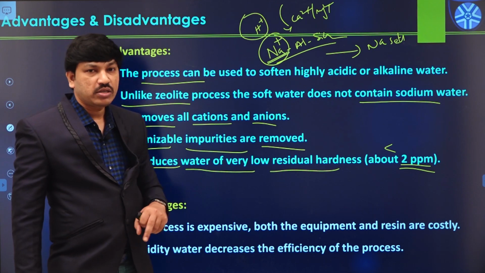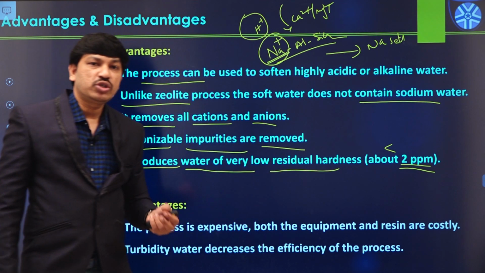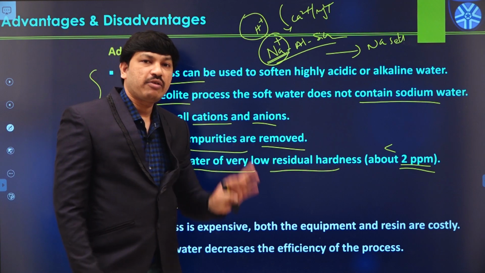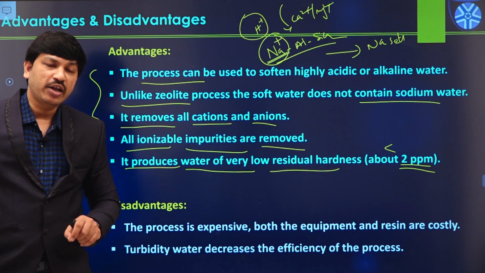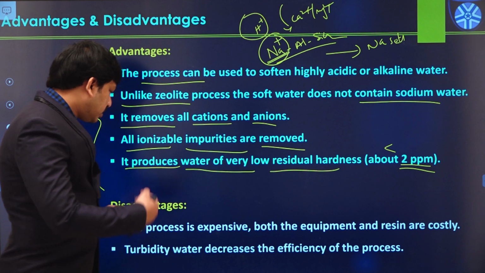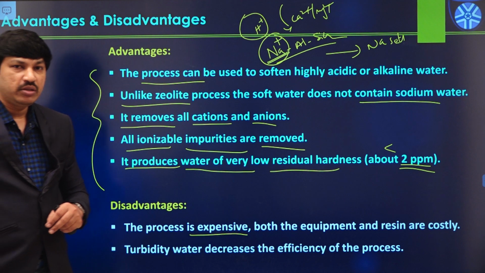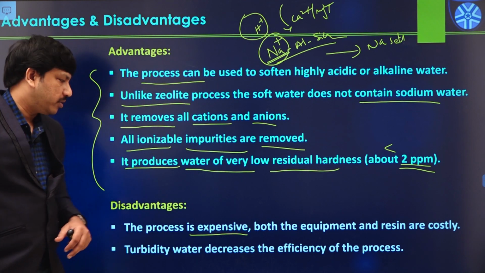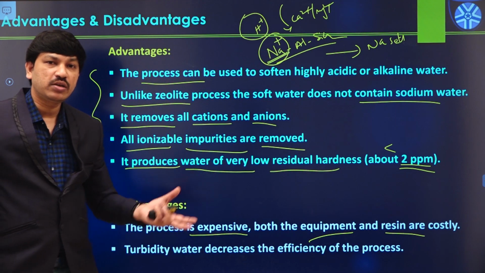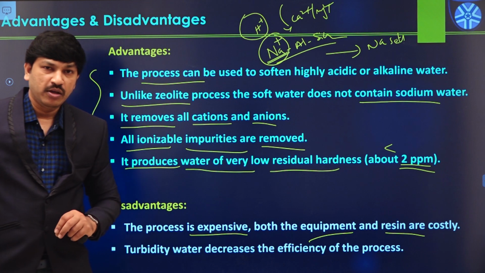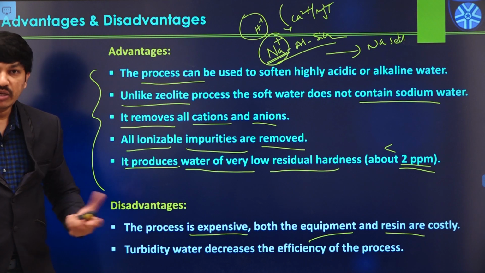And coming to the disadvantages or limitations. Even though this method effectively removes both cations and anions, there is a requirement of an anion exchange chamber and a cation exchange chamber. We have to synthesize the cation exchange resin as well as the anion exchange resin. So this process is a little bit expensive when compared to the previous methods like the lime soda process or the Zeolite method. Both equipment and resins are costly. We have to synthesize the resins according to our requirement only. So this method is a little bit expensive.